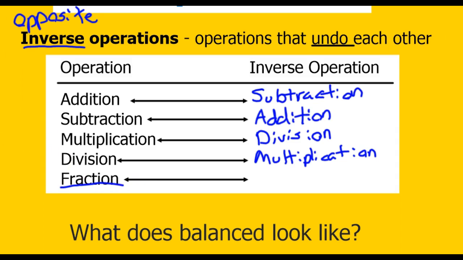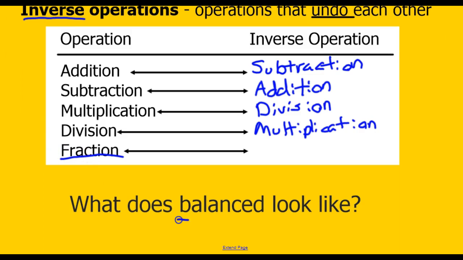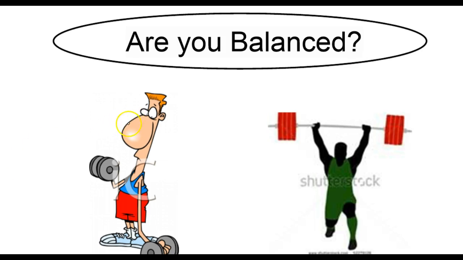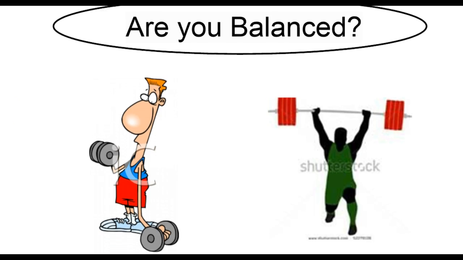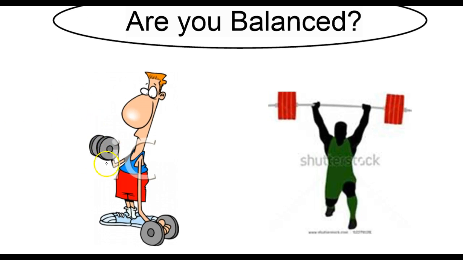So the question that we're going to ask ourselves now is, what does balanced look like? If we think of weightlifting, and we're talking about balancing, you would lift maybe, let's say, 5 reps of bicep curls on your right side, but then you also want to do 5 reps of bicep curls on your left side, because you don't want one arm to be stronger than the other. What you do on one side, you want to do to the other, so they're balanced. So you have a balanced set of muscles.